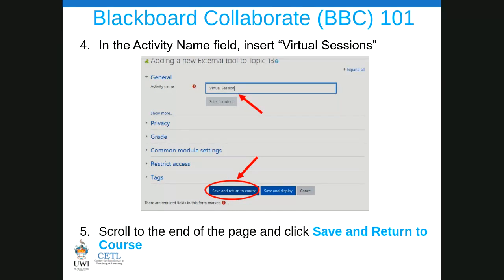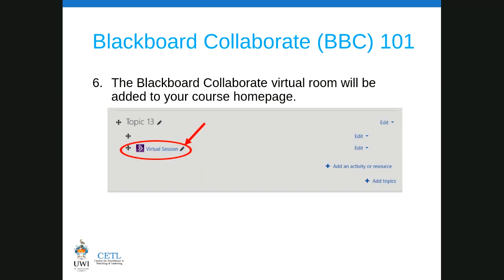So you give it a name. In this case, we call it virtual sessions. The reason is that you want consistency. From course to course, you don't want people naming it different things, and students who might not be as tech savvy may take a while to find it. So you want to make sure the naming convention is consistent and it is consistently placed at the top block in your course site. Once you insert a name, you click Save and Return to Course, and the Blackboard Collaborate virtual room will be present on your page.